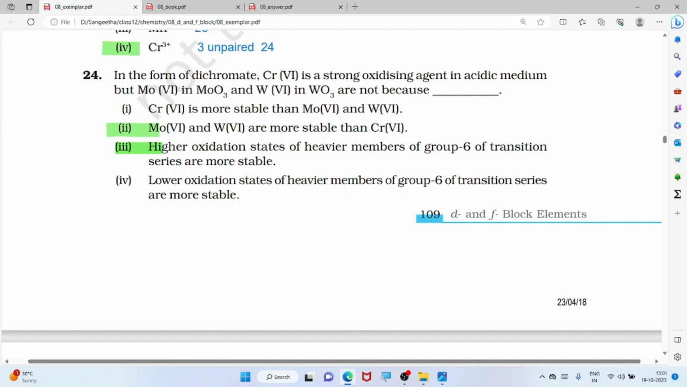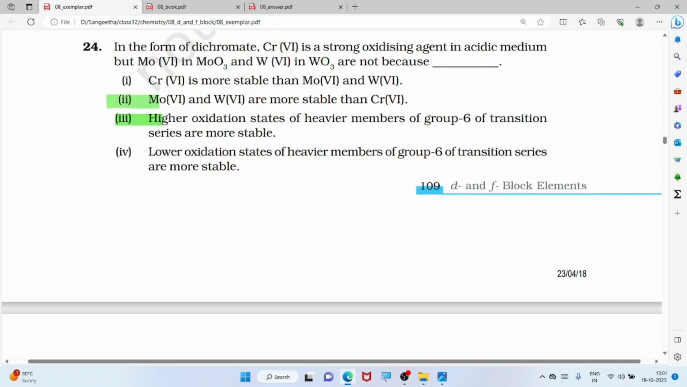In the form of dichromate, Cr(VI) is a strong oxidizing agent in acidic medium, whereas manganese in MnO4 is not, because of these two reasons. These two options: Mn(III) is more stable than chromium(III). Higher oxidation states of heavier members of group 6 of the transition series are more stable.